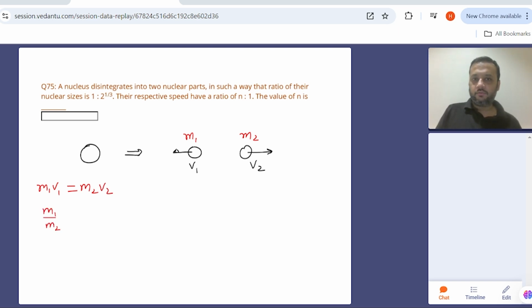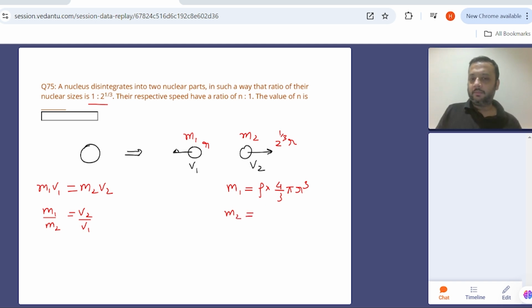Which means m1 by m2 should be equal to v2 by v1. Now, how do we write the value of m1? Notice that m1 can be written as nuclear density into the volume of the first nucleus. If I call the radius of the first nucleus r, then the radius of the second nucleus is 2 to the power 1 by 3 r, according to the given data, because the ratio of the radii is given to be 1 is to 2 to the power 1 by 3. So m1 can be written as nuclear density into the volume, which is 4 by 3 pi r cube.